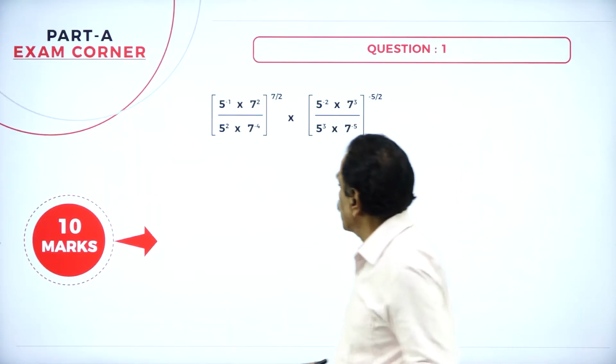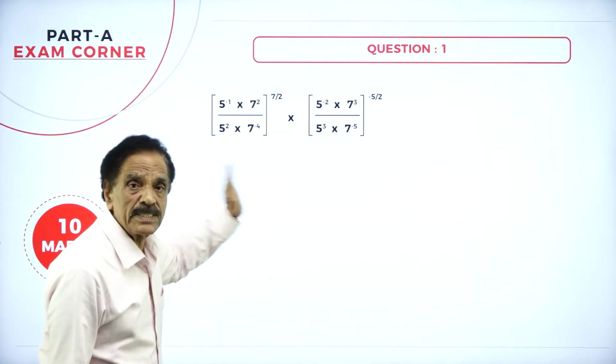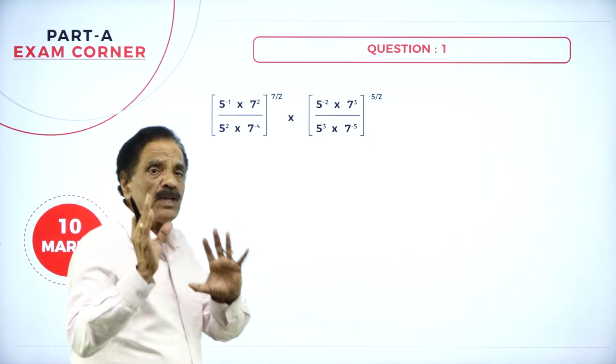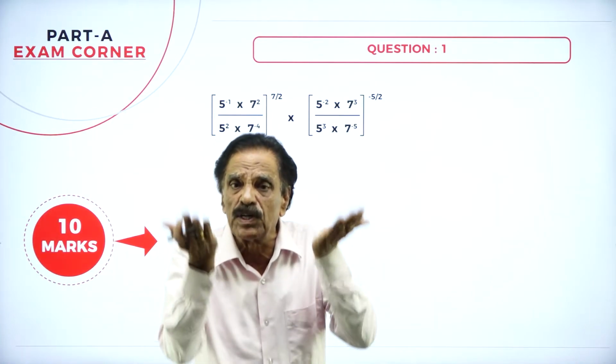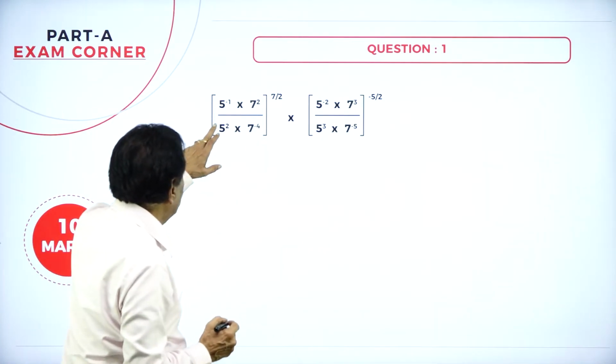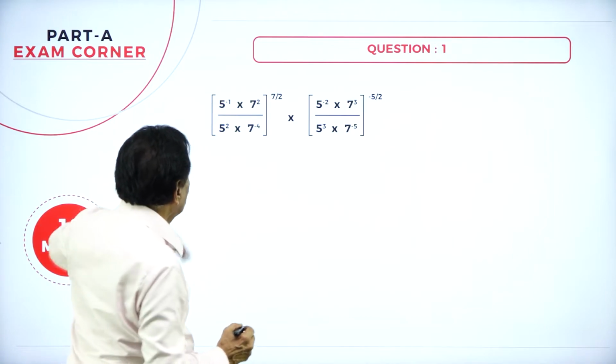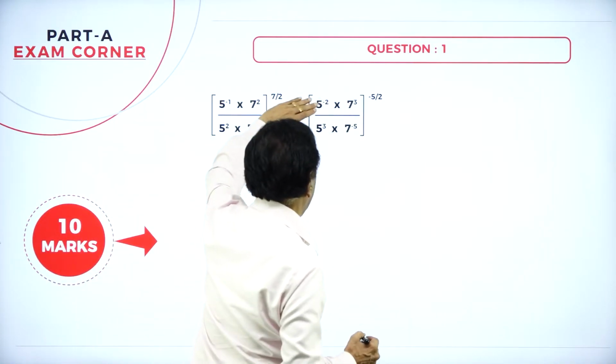This is the first problem. It is based on index numbers. Here, the plural of index number is called indices. When you have a common base, the exponents can be added. If you go through 5 to the power of minus 1, here 5 is there, 7 is there, to the power of 2.